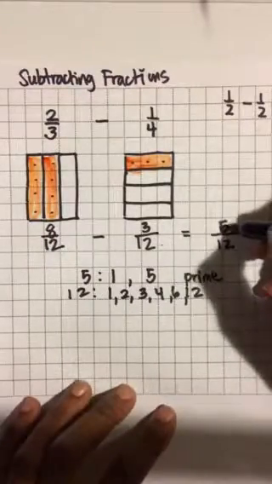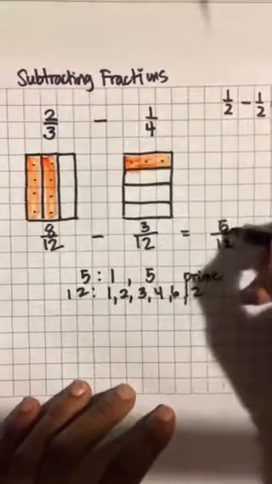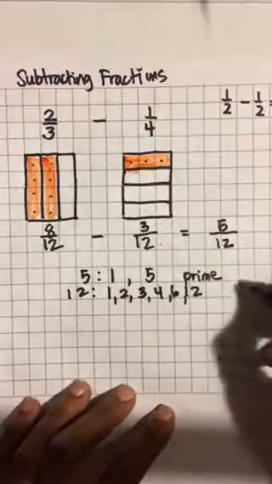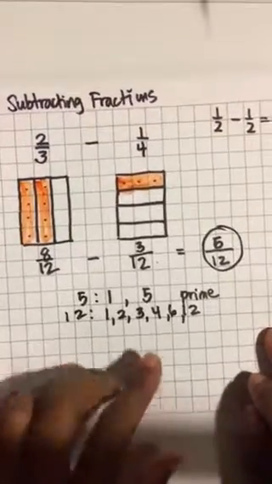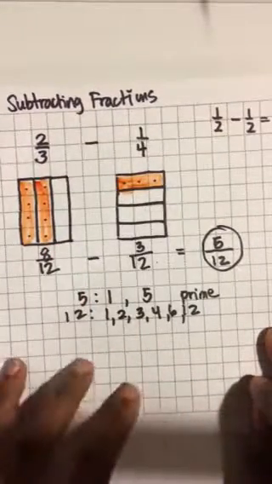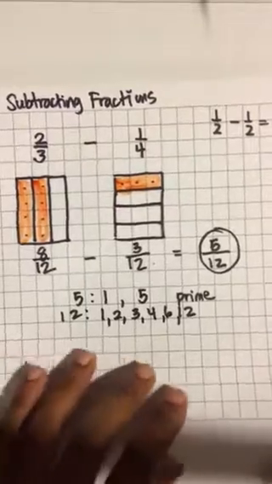So because 5 is a prime number and the numerator and the denominator do not share any common factors, 5/12 is in simplest form. Therefore, 2/3 minus 1/4 is 5/12.